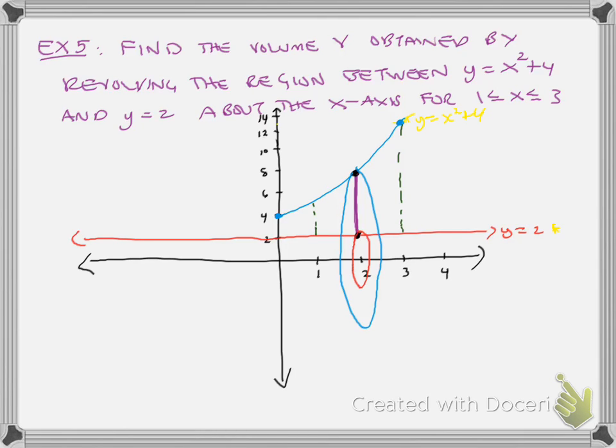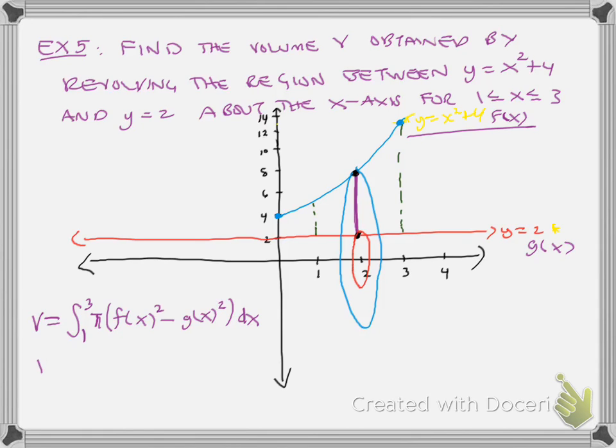So then remember, our volume is going to be the integral from 1 to 3 of pi times f of x squared minus g of x squared dx. Keeping in mind, f of x is the larger function from the definition. And so here, this will represent our f of x function, and this would be our g of x function at y equals 2, if we want to look at it like that. And so the volume is just going to equal the integral from 1 to 3.